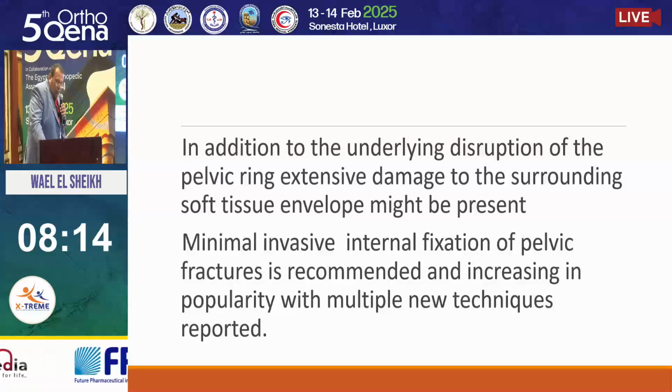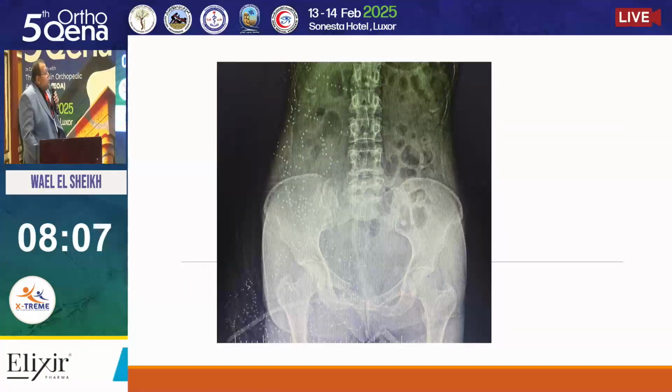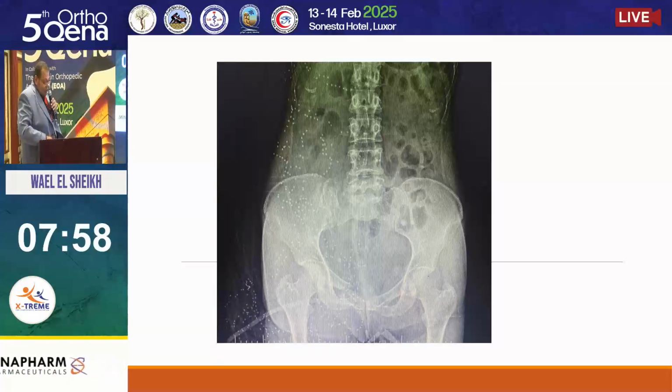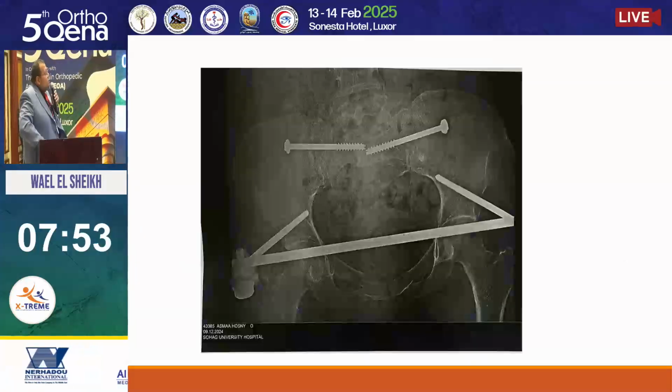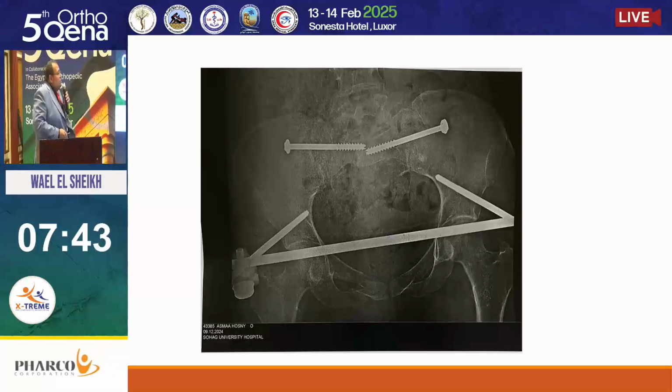I will present cases with minimal invasive fixation. This is a case of a female patient, 60 years old, with bilateral fracture pelvis. One side type C and the other type B, with anterior bony disruption through the superior and inferior pelvic ramus. The classic management in this case is bilateral sacroiliac screws for the management of the posterior ring disruption, and an external fixator for the management of the anterior pelvic ring disruption.